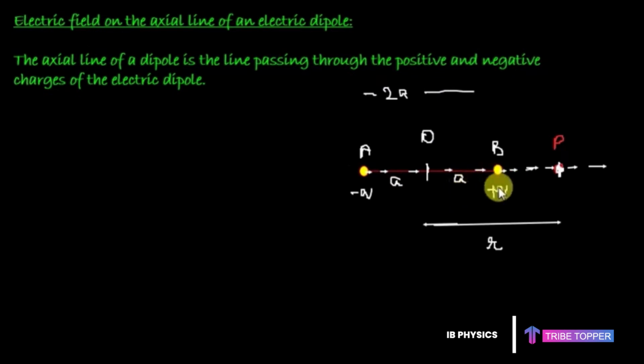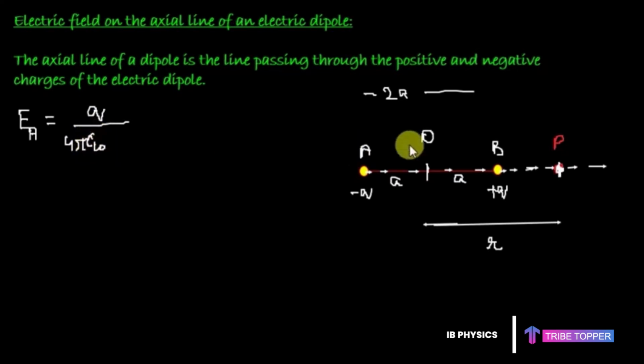Now we need to find the electric field strength at P. The field because of the dipole will actually be found out by two charges separately. So first we find out the electric field at P due to the charge at A, that's EA. This electric field is equal to Q upon 4 pi epsilon naught r square, which we've just done, the formula.